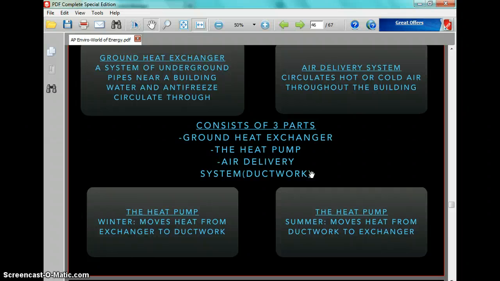I'll do it. Okay. It's a system of underground pipes near a building with water and antifreeze circulating through it. The air delivery system circulates hot or cold air throughout the building. And the heat pump in winter moves heat from the exchanger to the ductwork, but in the summer it moves heat from the ductwork to the exchanger.